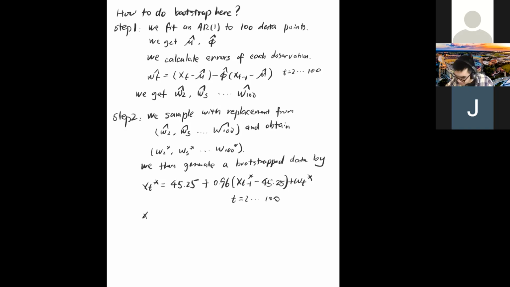Since we do not have any knowledge about x1 star, we'll just pick x1 star equal to the x1 in the original data set. So now we have a new data set, x1 star all the way to x100 star. So we construct a new data set by sampling with replacement.